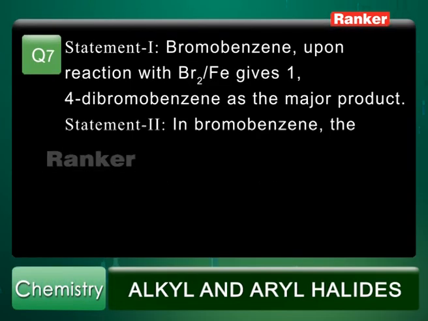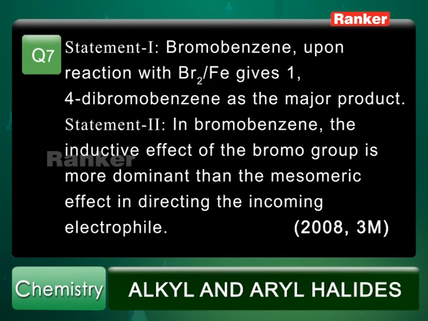Statement 1 says bromobenzene upon reaction with bromine and iron gives 1,4-dibromobenzene as the major product. The statement shows that when a bromine is there, the next bromine goes to the para position. Absolutely right, because bromine has a plus M effect, though a minus I effect is there. The directing property will definitely be ortho para, and statement 1 is right.